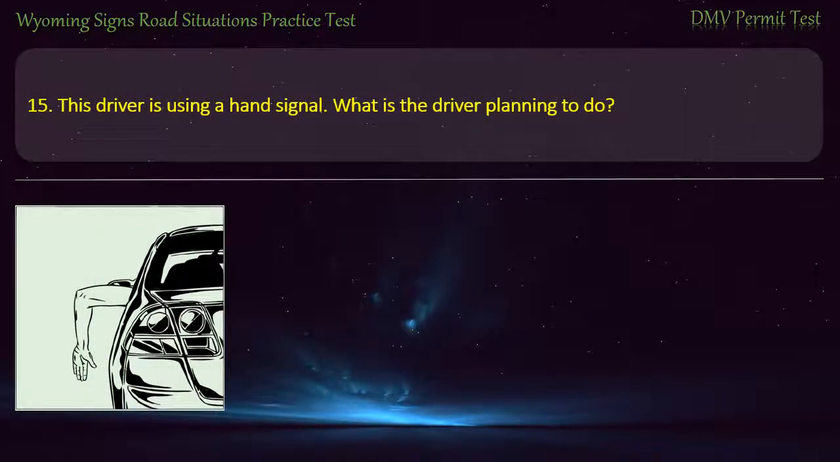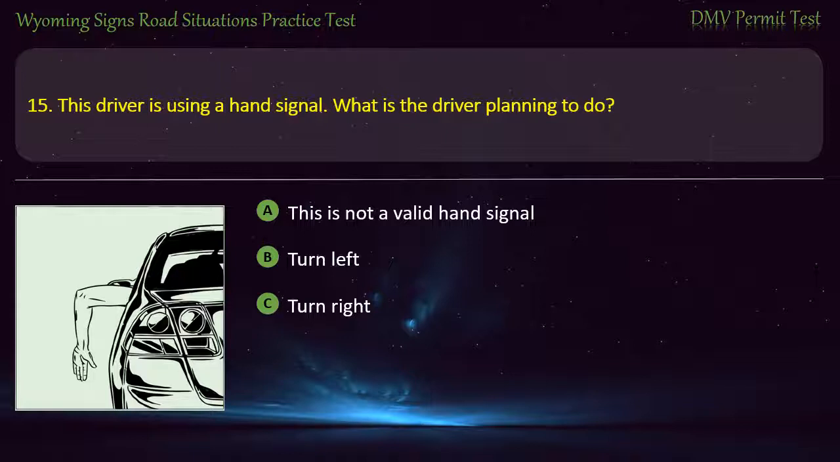Question 15. This driver is using a hand signal. What is the driver planning to do? This is not a valid hand signal. Turn left. Turn right. Stop or slow down. Answer. Stop or slow down.